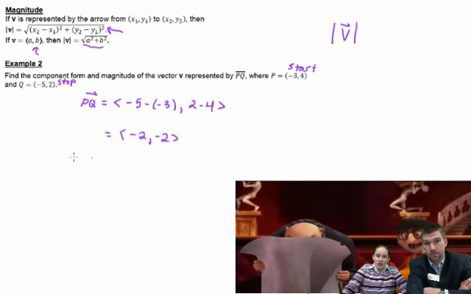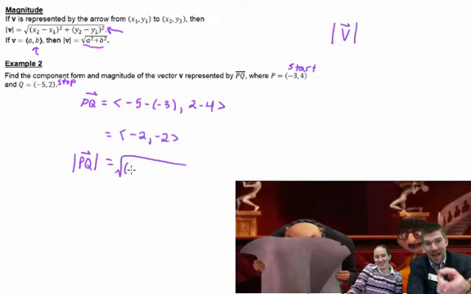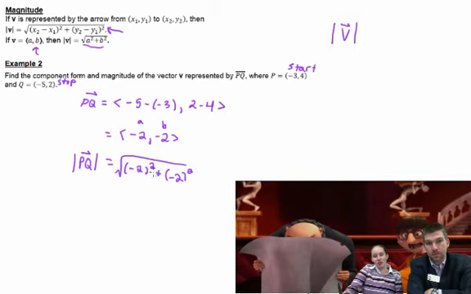If we use the Pythagorean theorem on this to find the magnitude, so here's absolute value bars around our vector PQ, then we're going to do the square root of A squared plus B squared, where this is A and this is B. Make sure when you plug in negatives, you put them in parentheses. If you don't, it'll ruin your square root. So the square root of 4 plus 4, which is the square root of 8.